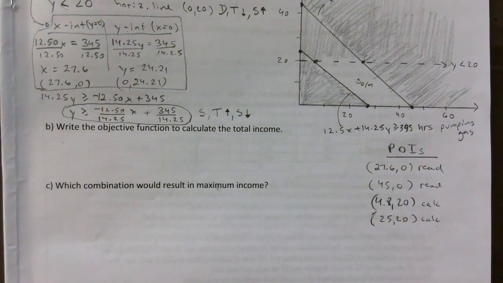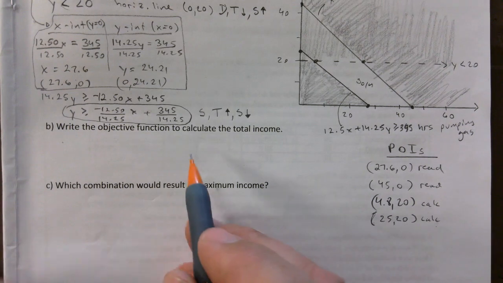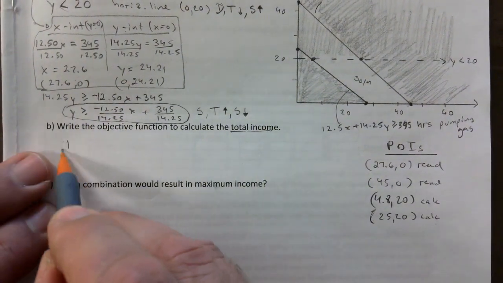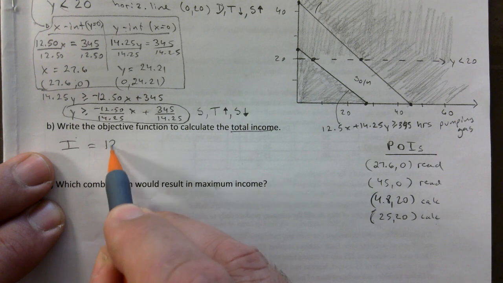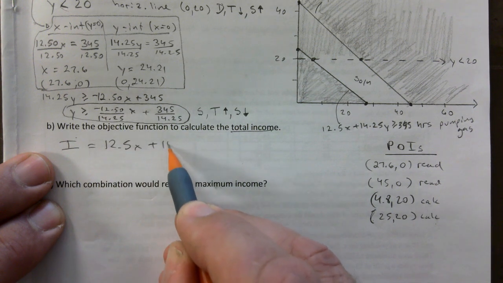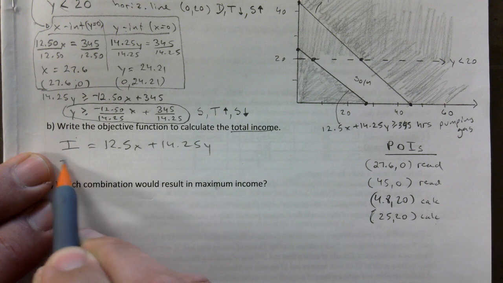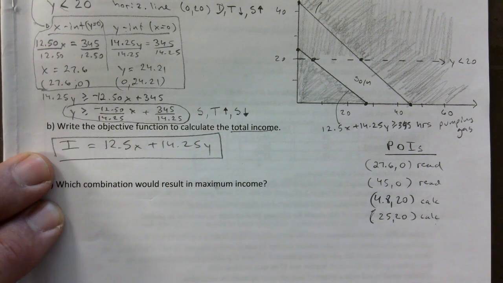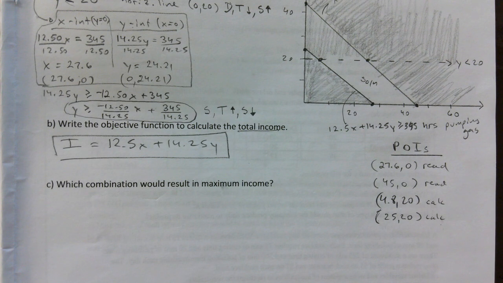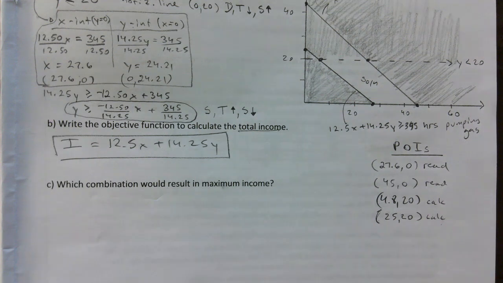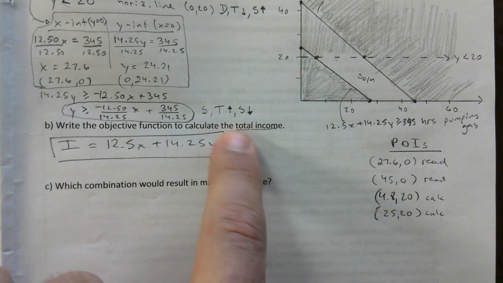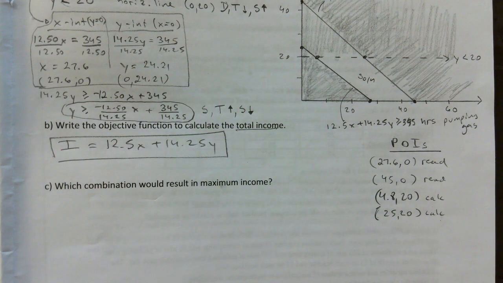All right. Write the objective function to calculate the total income. Income is 1250x plus 1425y. That's it. Not to be graphed, no inequalities. There could be a question saying write the objective function that would tell you the total number of hours you've worked, right? In this case that would just be x plus y. So just watch out for what it says after you read objective function.